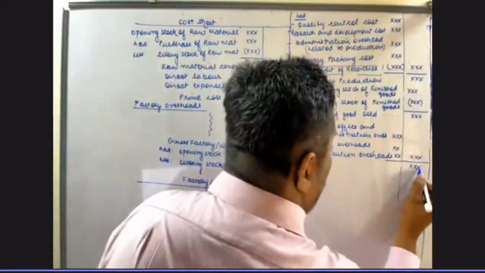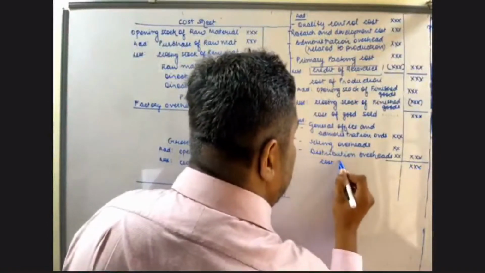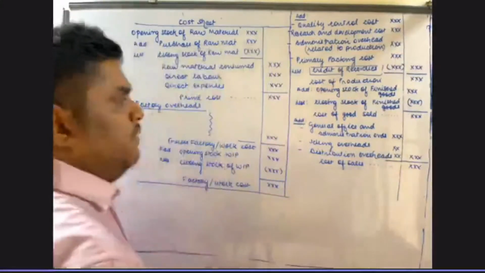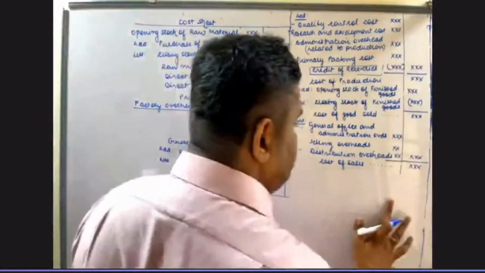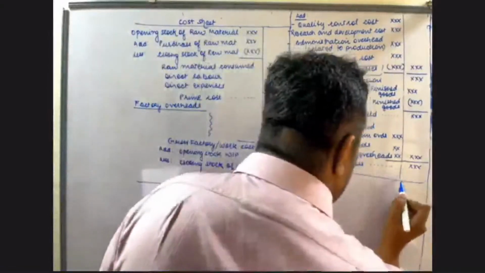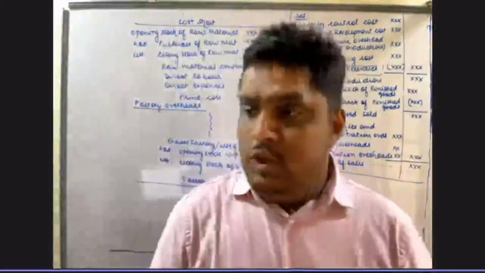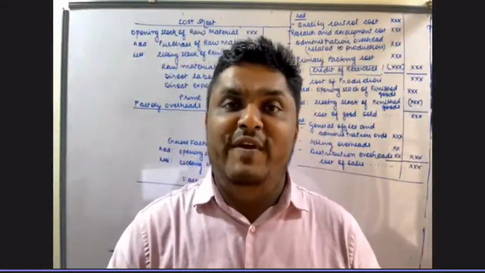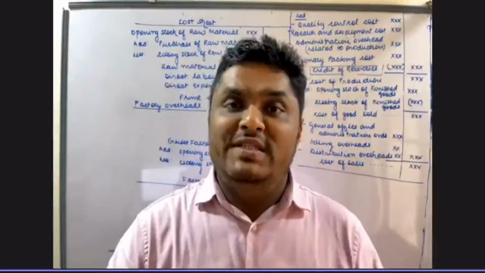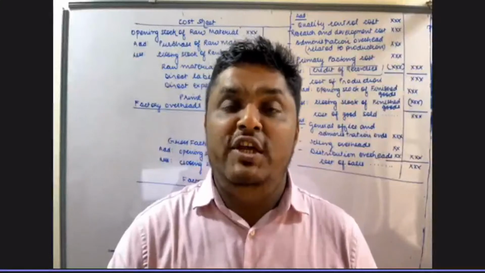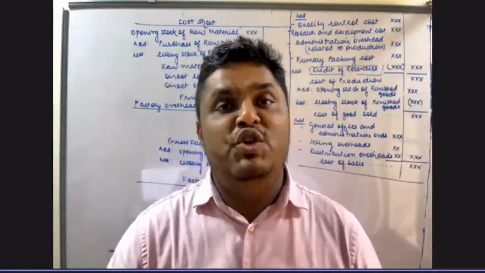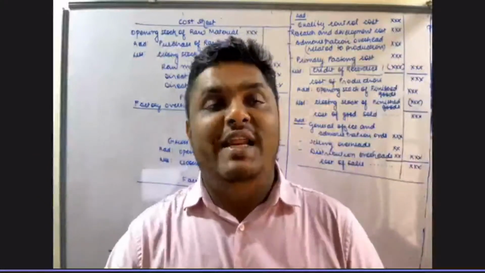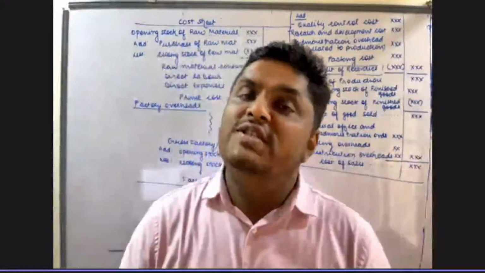So the total will be the cost of sales. When talking about general office and administration overhead, accounting salary, director fees, office lighting, office electricity, office equipment depreciation, repairs of office premises, insurance of office premises, audit fees, any sort of postage and telegram, all this will form part of general office and administration overhead.